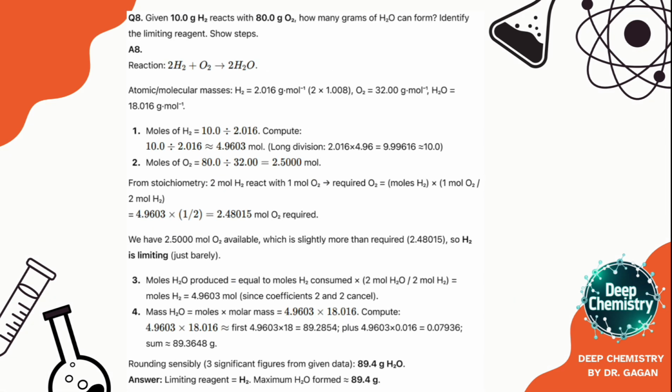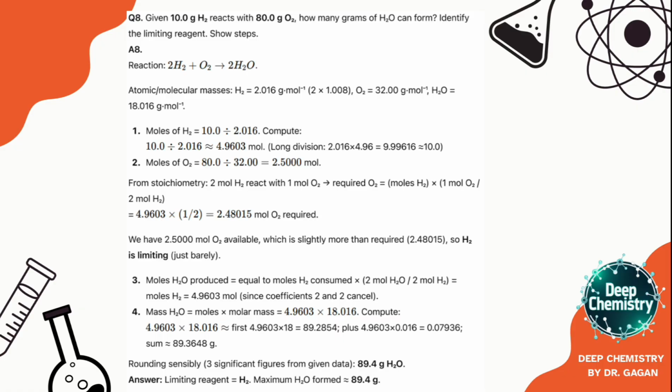Question number 8. Given 10 gram of hydrogen reacts with 80 gram of oxygen, how many grams of water form? Identify the limiting reagent. The reaction is 2H2 + O2 → 2H2O. So moles of hydrogen gas equals 10 divided by 2.016, that is equal to 4.96 mole. Moles of oxygen equals 80 divided by 32, that is 2.5 mole.